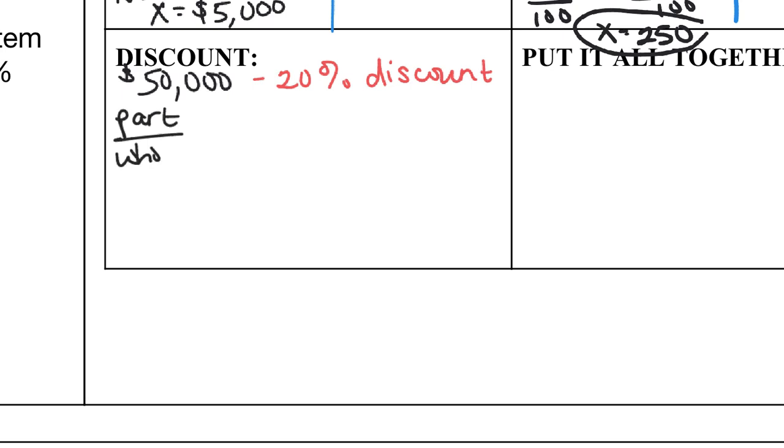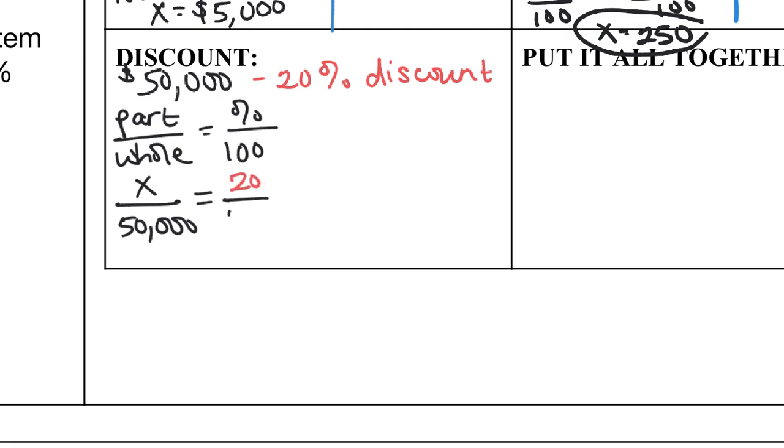percent out of 100, and you ask yourself, is that 50,000 how much they're selling the car for, or is it the discounted price? So again, that 50,000 is the whole price of the car, and I am trying to figure out how much I'm going to get off on that car. And I know I'm going to be getting that 20% off out of that 100%. So we cross multiply.